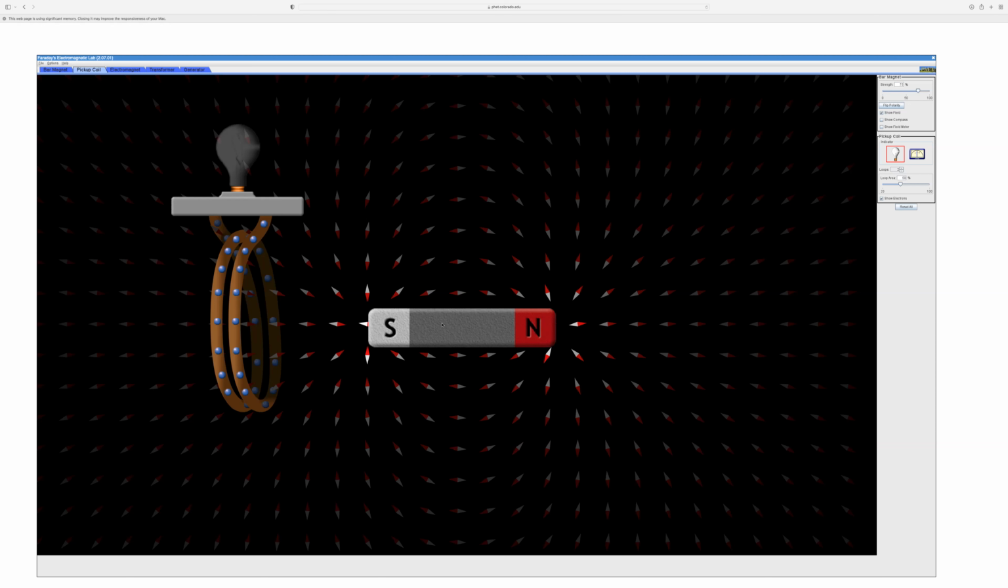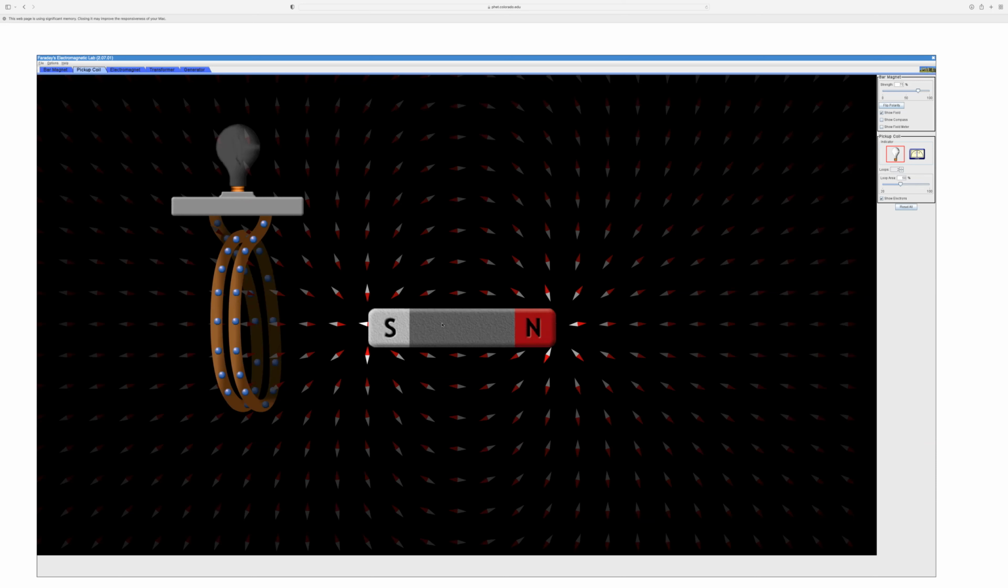Sir, what is after oppose? After oppose: it will always try to oppose the cause, C-A-U-S-E, which is trying to produce it. You want me to repeat the whole statement? It states that the EMF is induced in such a direction that it will always oppose the cause which is producing it.